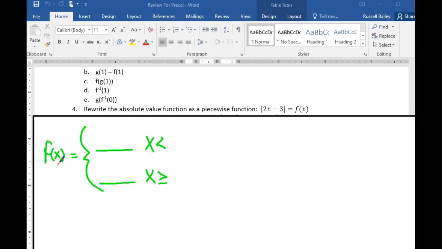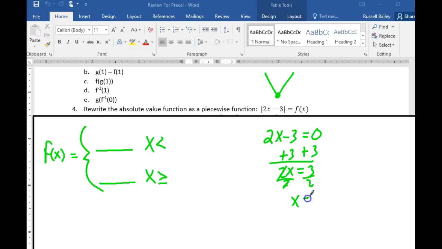Okay, so the point is I want to find out for this V shape, where is that vertex located? Where does it switch from one straight line to another? Because that's where it breaks off from one equation to another. So to find where it breaks off, what we do is we set this equal to 0. I'm going to add 3 first. And divide by 2. And that's where it splits off from one to the other.